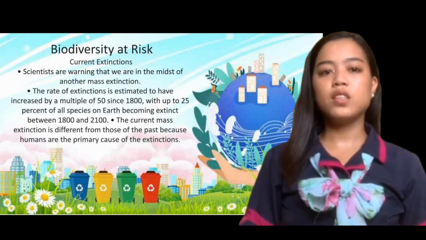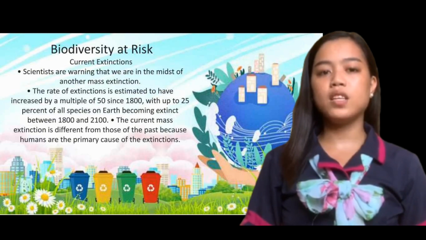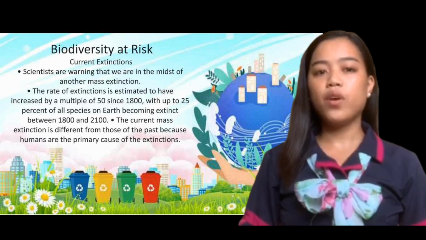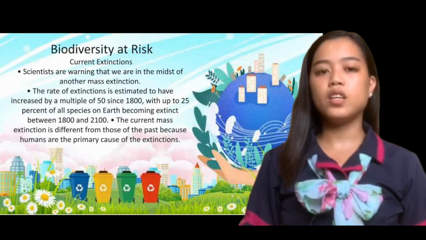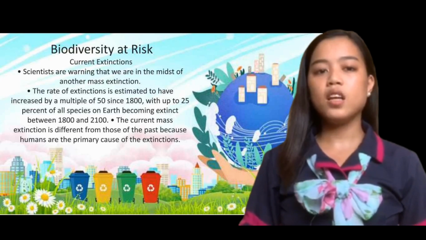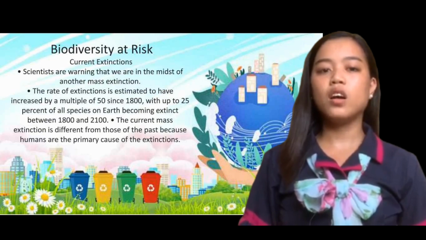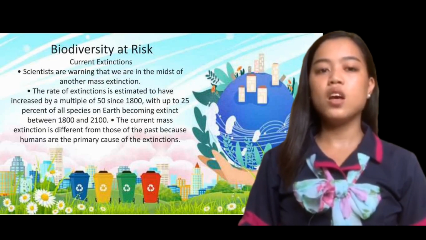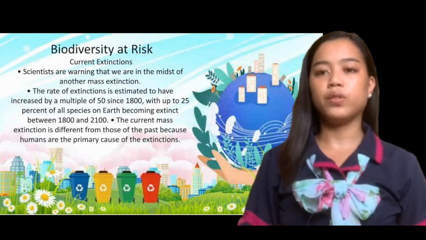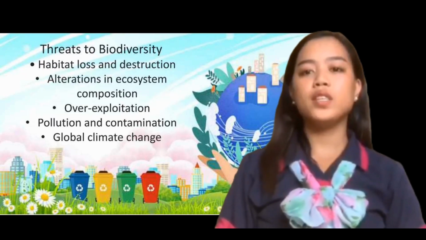The rate of extinction is estimated to have increased by a multiple of 50 since 1800, with up to 25% of the species on Earth becoming extinct between 1800 and 2100. The current mass extinction is different from those of the past because humans are the primary cause of the extinction. Threats to biodiversity.